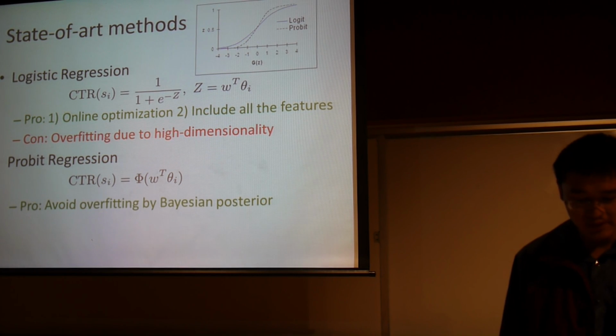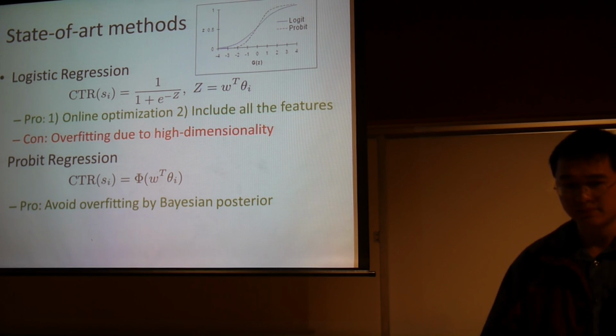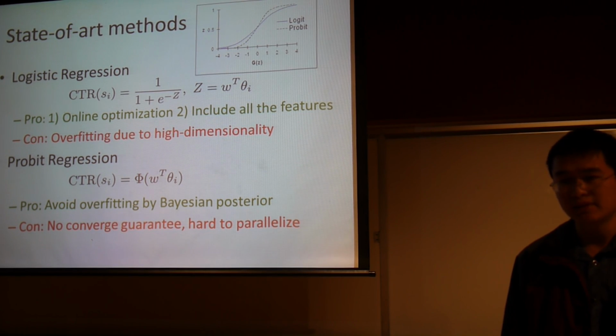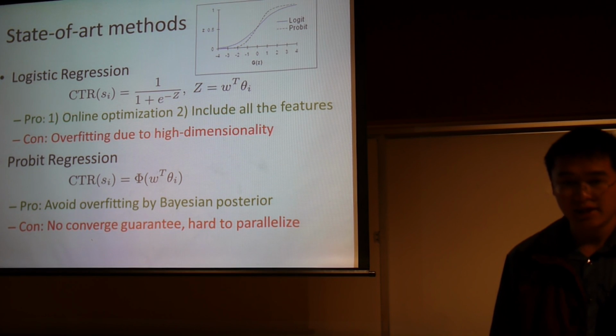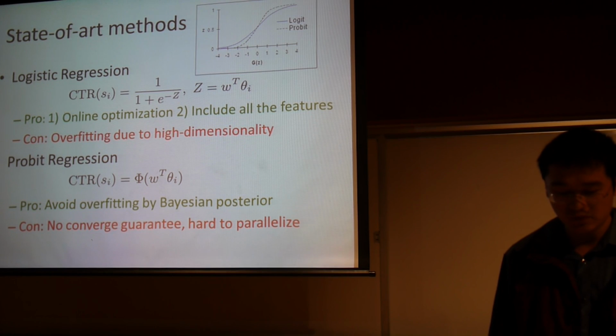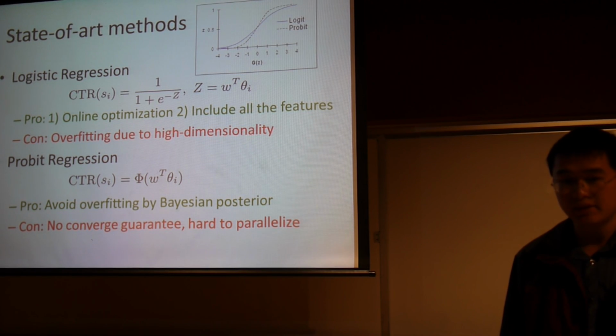The advantage of doing this is that we can avoid overfitting through the Bayesian posterior, because if the confidence level of the estimate is low, then it will introduce a large variance, and this large variance will have the effect of adaptive smoothing. But the bad point is that because the algorithm becomes more complicated, there's no guarantee of convergence, and because it is an approximate algorithm, we cannot guarantee that it always gets to the right point, and it is also hard to parallelize.